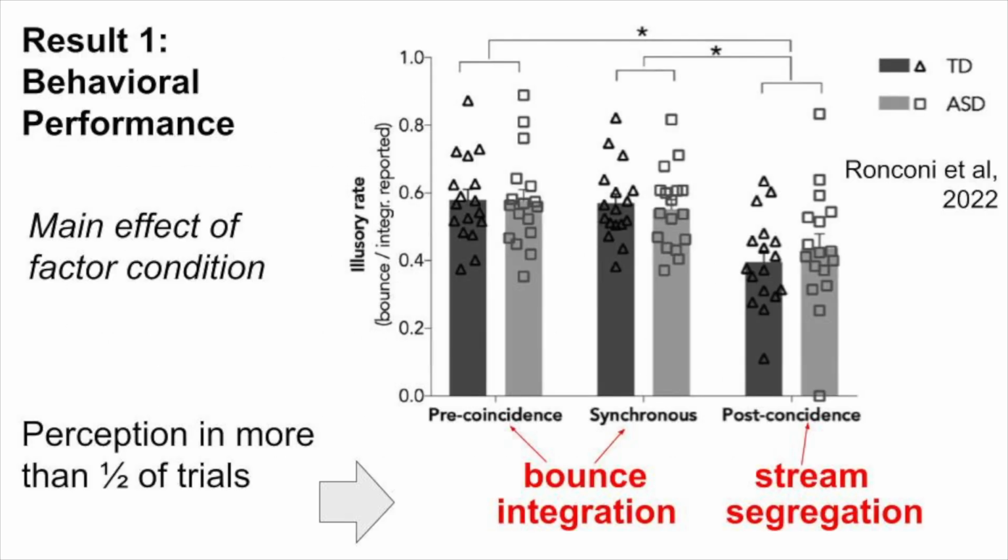In terms of behavioral performance, there was no statistical group difference, only condition difference. The bar graph shows illusory rate, or the rate of bounce trials perceived over total number of trials. Perception for both groups was towards bounce for the first 2 conditions, which is the sound before and during the dots overlapping. Perception was towards stream in the last condition, which is sound after the dots overlap.